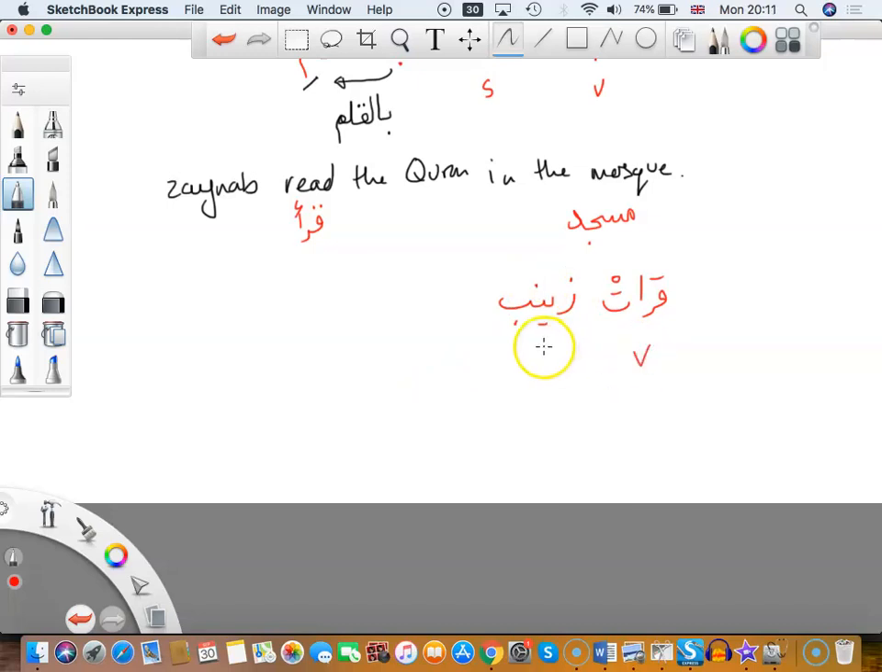Zainab. Okay. So this is the verb, subject, and then Al-Quran is the object. Then Fi is the prep, and Al-Masjid is the word after the prep. Okay, so what vowel does a subject take? Double dhamma here. What vowel does object take? Single fatha. What does preposition give? In this case, one kasr. قرأت زينب القرآن في المسجد.